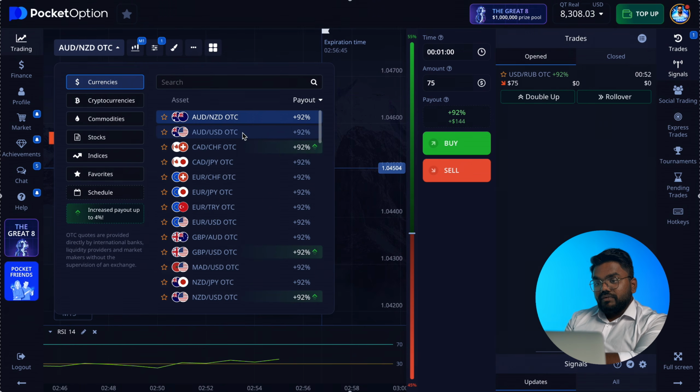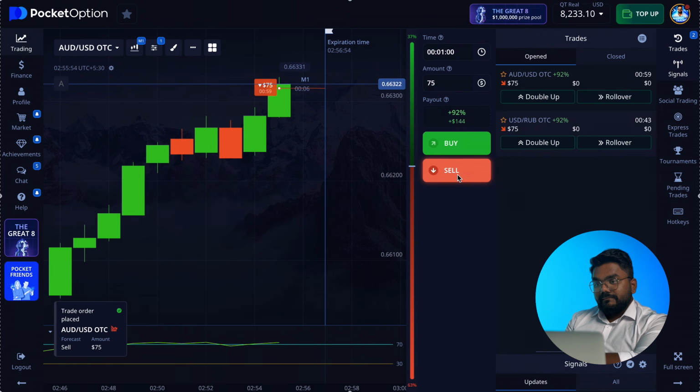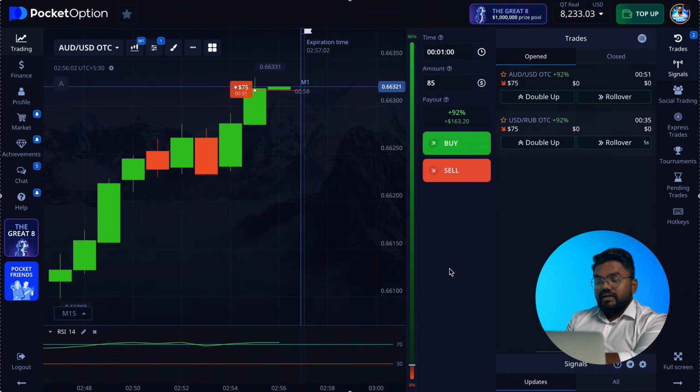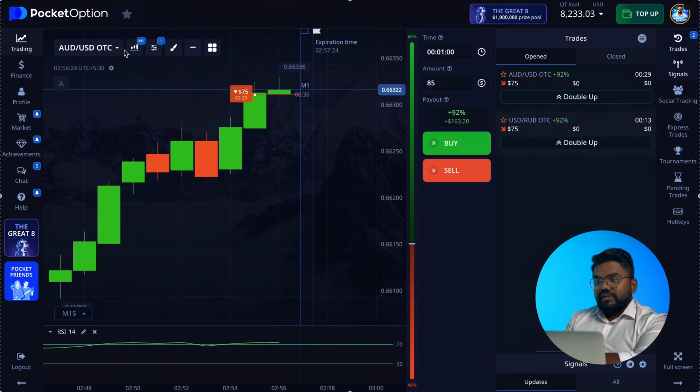Okay, we can go with this one too. So let's go with the sell. Okay, you can increase the amount as we've had three bets in a row. Wait for that until you can swap the currency. Let's go.